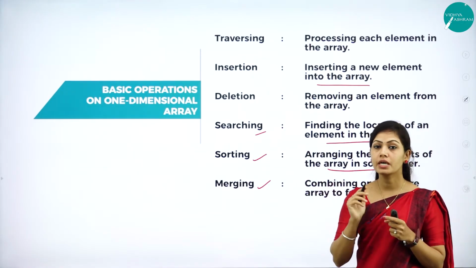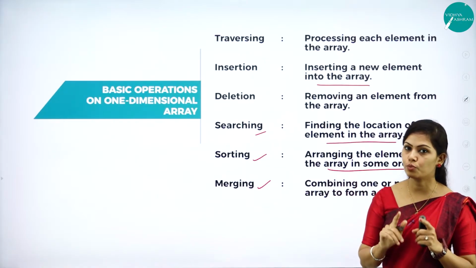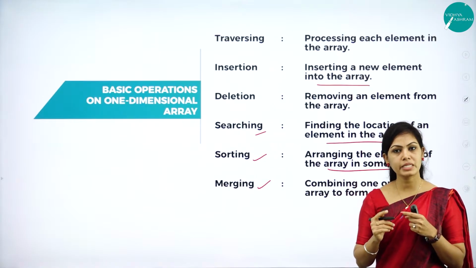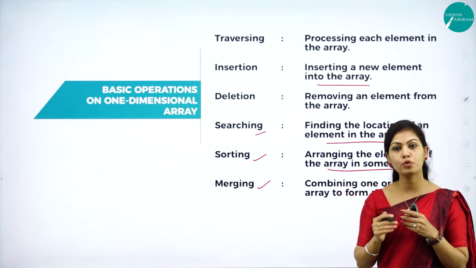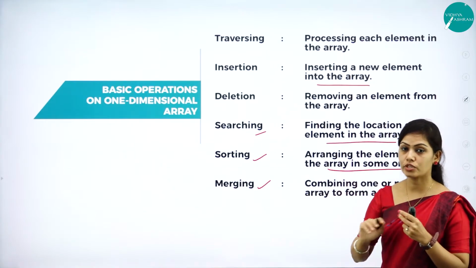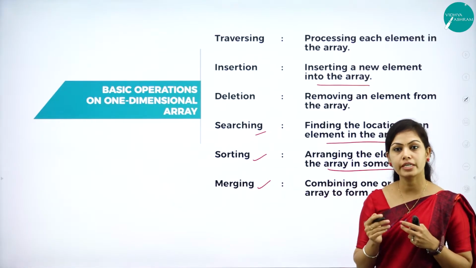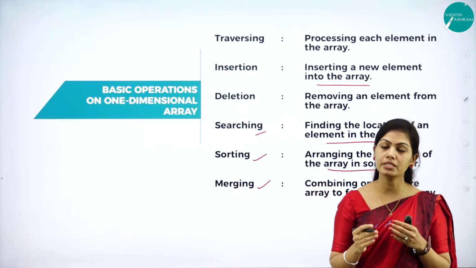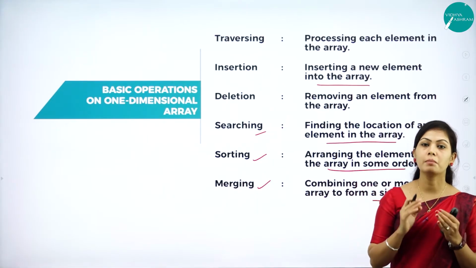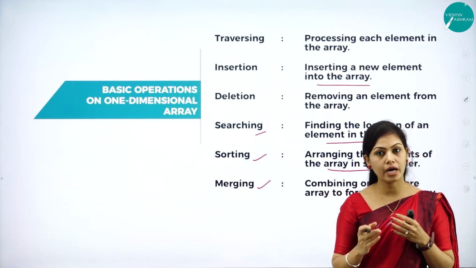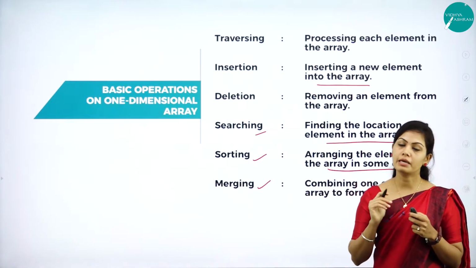So first operation is traversing. Traversing means accessing each element of the array exactly once. Insertion means inserting an element into the array. Deletion means removing an element from the array. Searching means searching for an element in the array. Sorting means arrangement of elements either in ascending or descending order. And last one we have merging, combining two or more arrays to form a single array. So these are the operations on one-dimensional array.